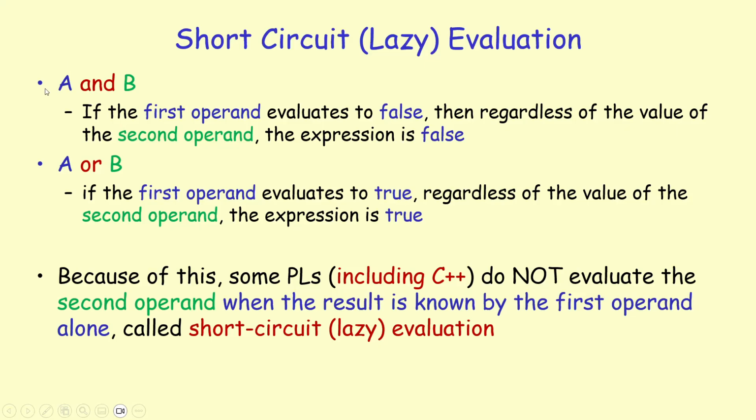So to recap, in the case of A and B, as soon as the value of the first condition A is false, B is not evaluated. And in the case of A or B, when the compiler evaluates the first condition A and determines that the value of A is true, it does not evaluate B. That's not necessary, because then A or B is already true. So again, this is called short circuit or lazy evaluation.